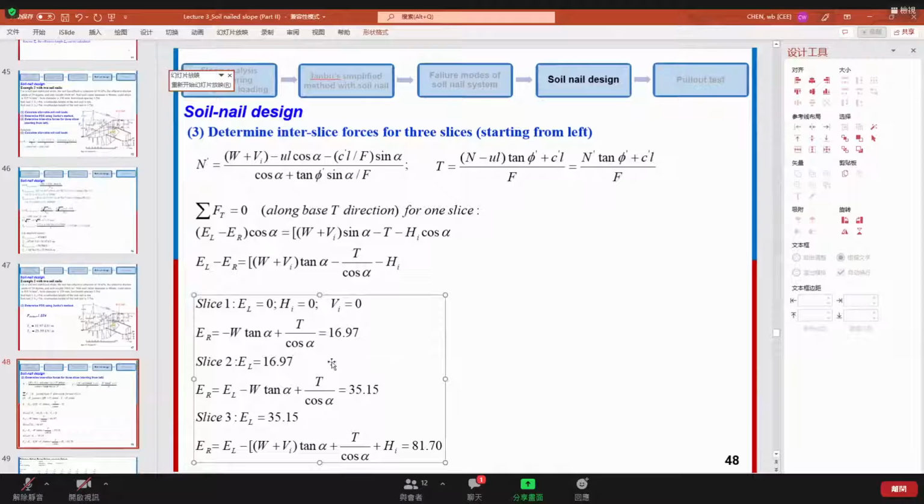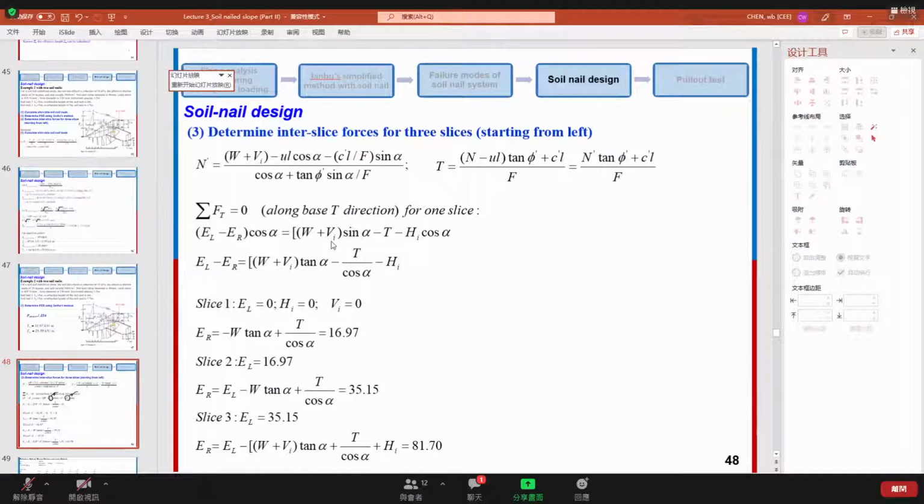And here we also discussed already the detail of how to calculate, from the first E_L1, one by one, to get the inter-slice force for the first 3 slices, okay? The equation we base on is this one. If we have the soil nail, we should have V_i and H_i. If we don't have the soil nail, actually no need to include these 2 items. Only W sin alpha and the T, okay?